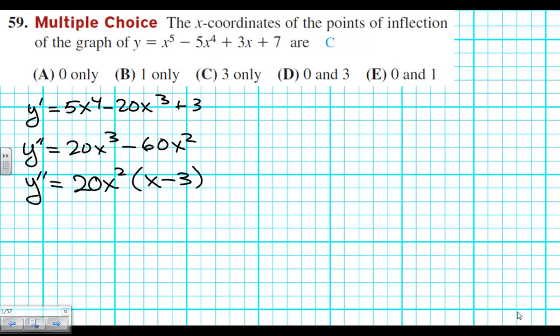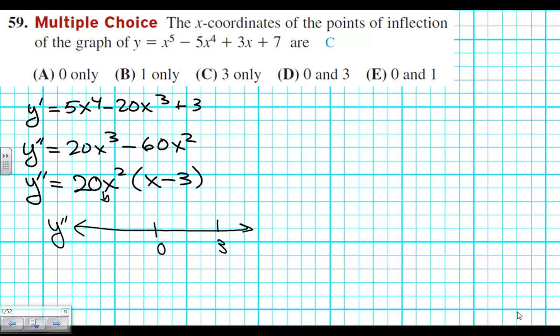Okay, now here we go for the answer. If we look at the y double prime function, we see that there's a 0 at 0, and we see that there's going to be a 0 at 3. Agreed? Yes. Okay. Someone who's just going through the motions is going to say the inflection points are at 0 and 3.